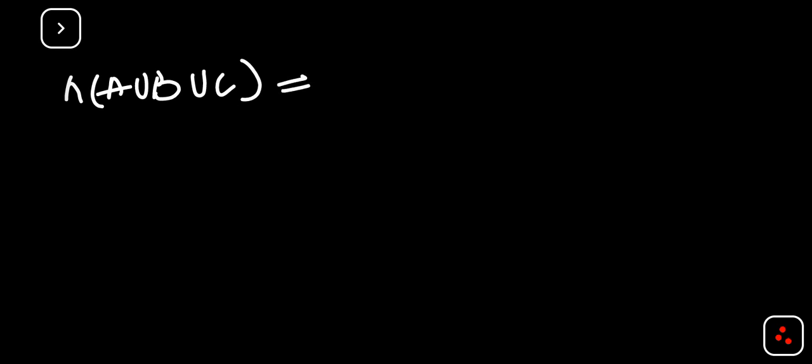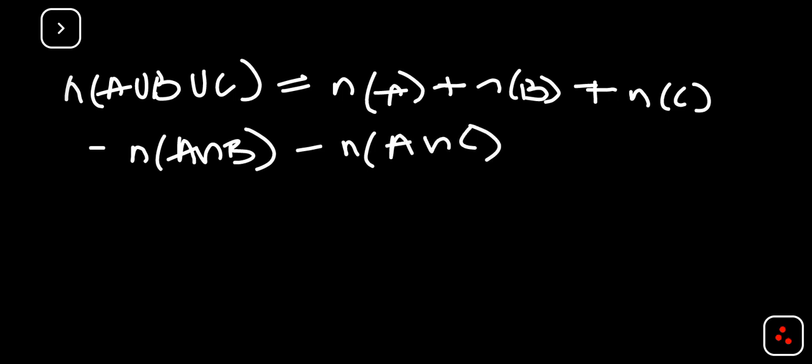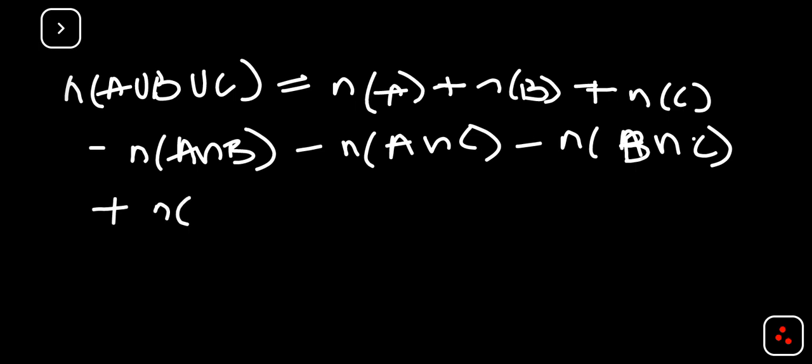So what will this be equal to? This will be equal to number of A plus number of B plus number of C. And then we will subtract all the intersections. So that will be minus number of A intersection B, minus number of A intersection C, minus number of B intersection C. And finally, we'll add the intersection for all of them, A intersection B intersection C. And this is the formula.